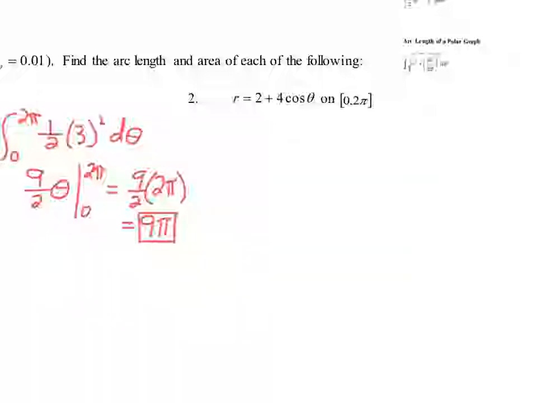Now, for number 2, my recommendation for this question is take a quick peek on the calculator and see what's going on first before you even start the problem. So if I were to graph this, and again, it's just a quick peek, I'm popping in 2 plus 4 times the cosine of theta.